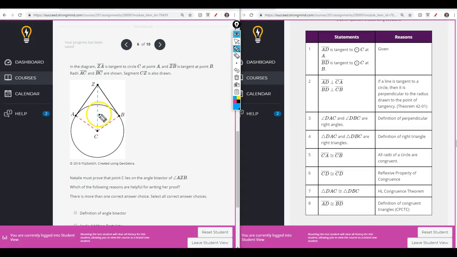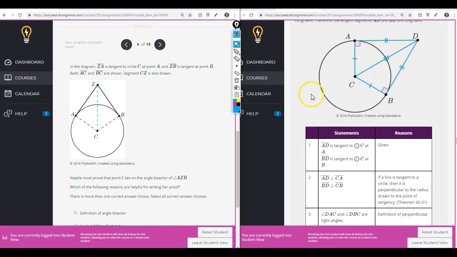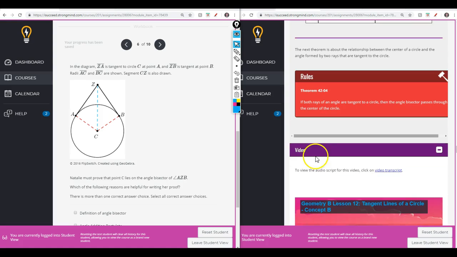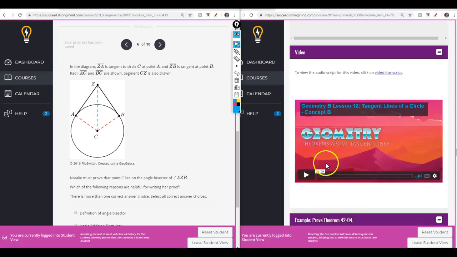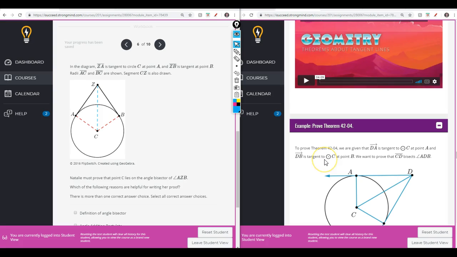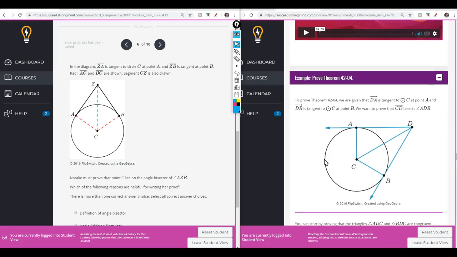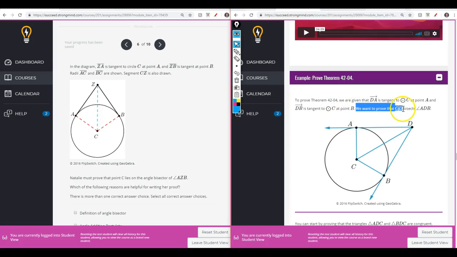So this is just saying that this line right here cuts this angle in half. So that's what they're trying to prove. And again, I'm going to just be scanning through the proofs in the lessons to see if we have any. So on this it says we want to prove that segment CD bisects angle ADB.